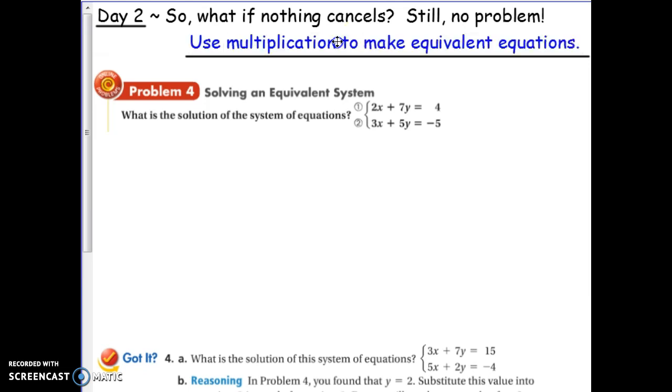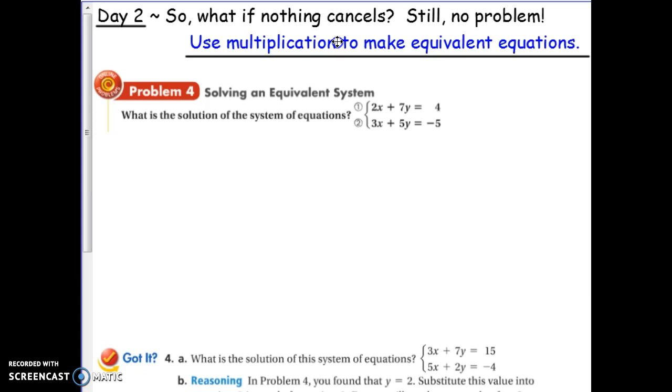But if nothing will cancel, you can use multiplication to make equivalent equations. In other words, I'm going to multiply both of the equations by something so that they have a common, well, almost common, the opposites of each other. So for example, if I'm looking at this system right here, if I were to just add these together, nothing would happen. What we want is to eliminate either an x or a y. And if I just add these up right now, obviously that's not going to happen.